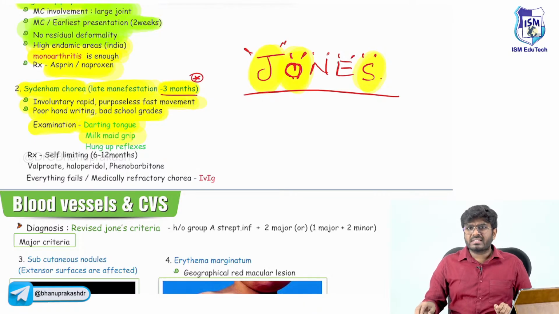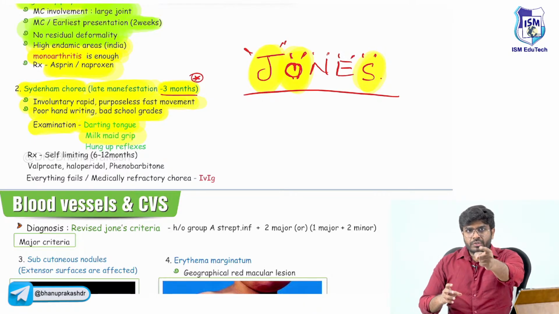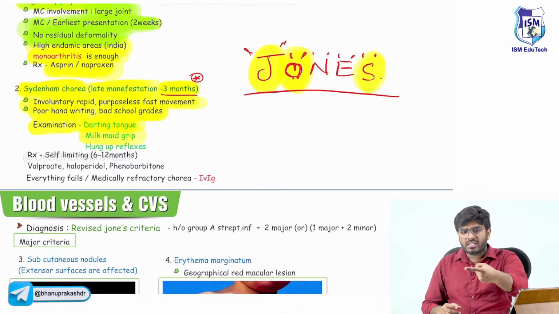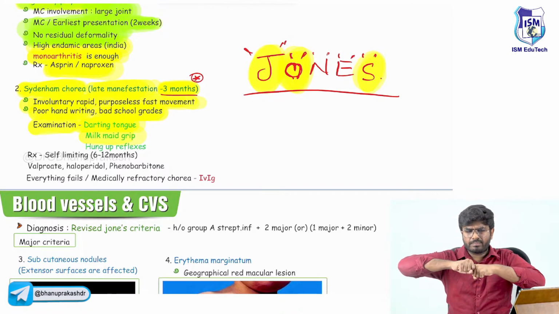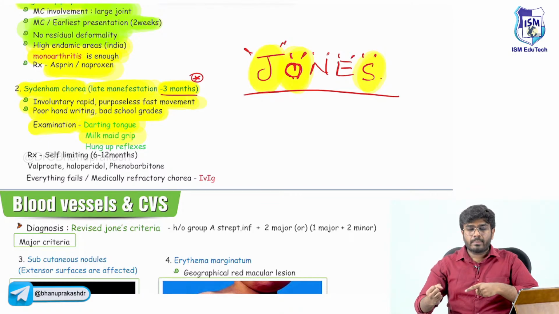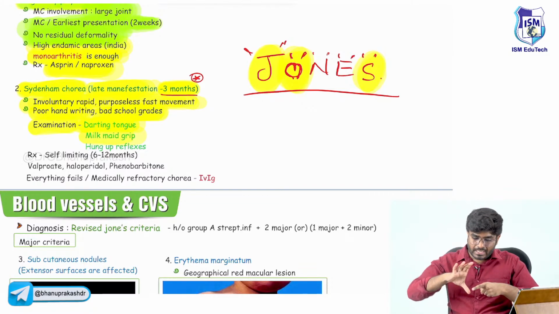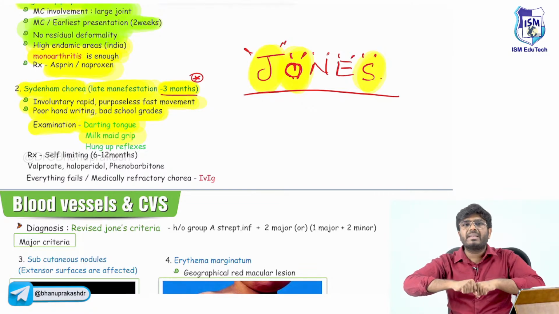And if you give your finger to this boy and ask him to grip, now I can have a very tight grip, right? But this boy, because of involvement of the motor structures, cannot have a proper grip, a very weak grip. This is called the milkmaid grip. Milkmaid grip is going to be seen.